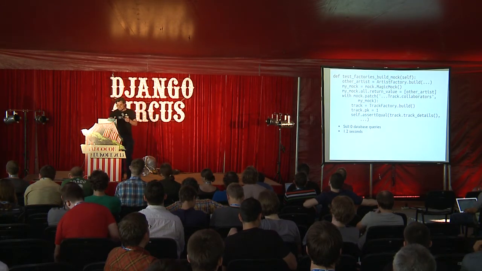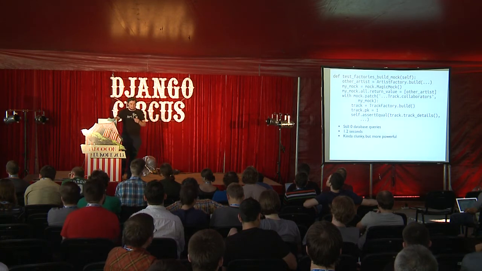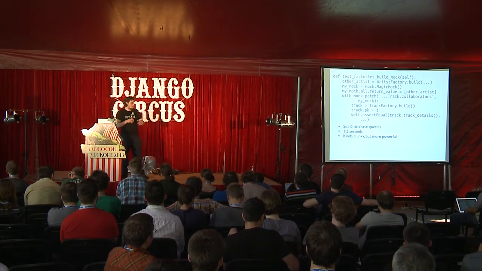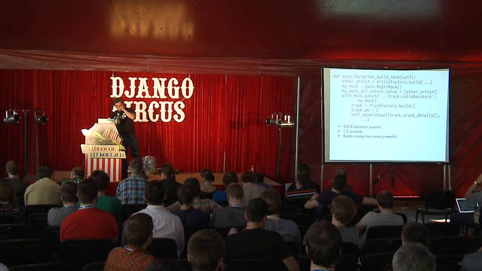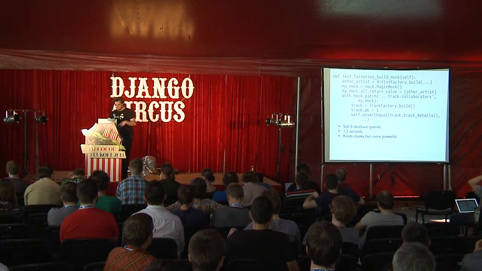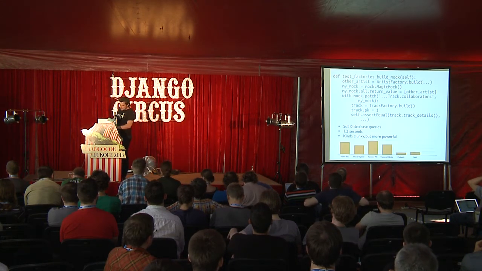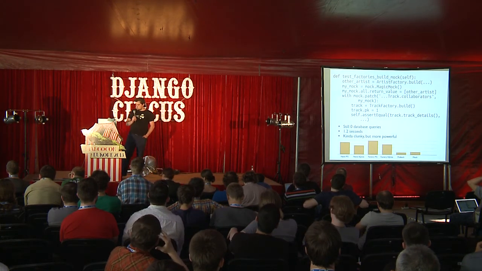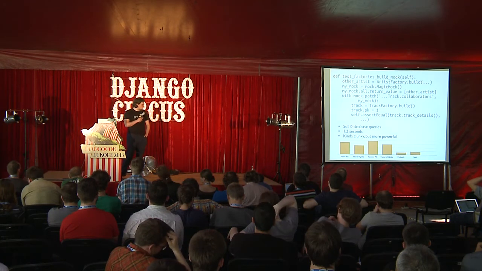It's slightly slower, and it's definitely powerful. I mean, this we could do because we've got a mock object. We can do filters or excludes or any other crazy things we might possibly want to do on our related query set, and it'll do the job. And we end up with a graph that looks like this. So that's not bad. We're doing quite well.